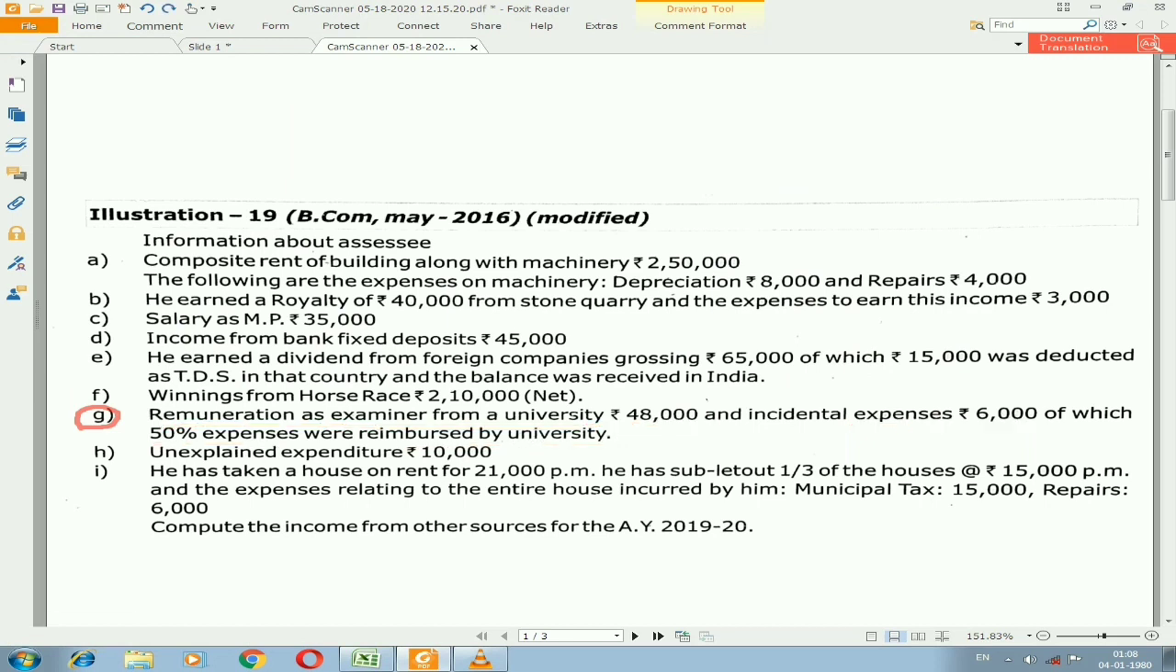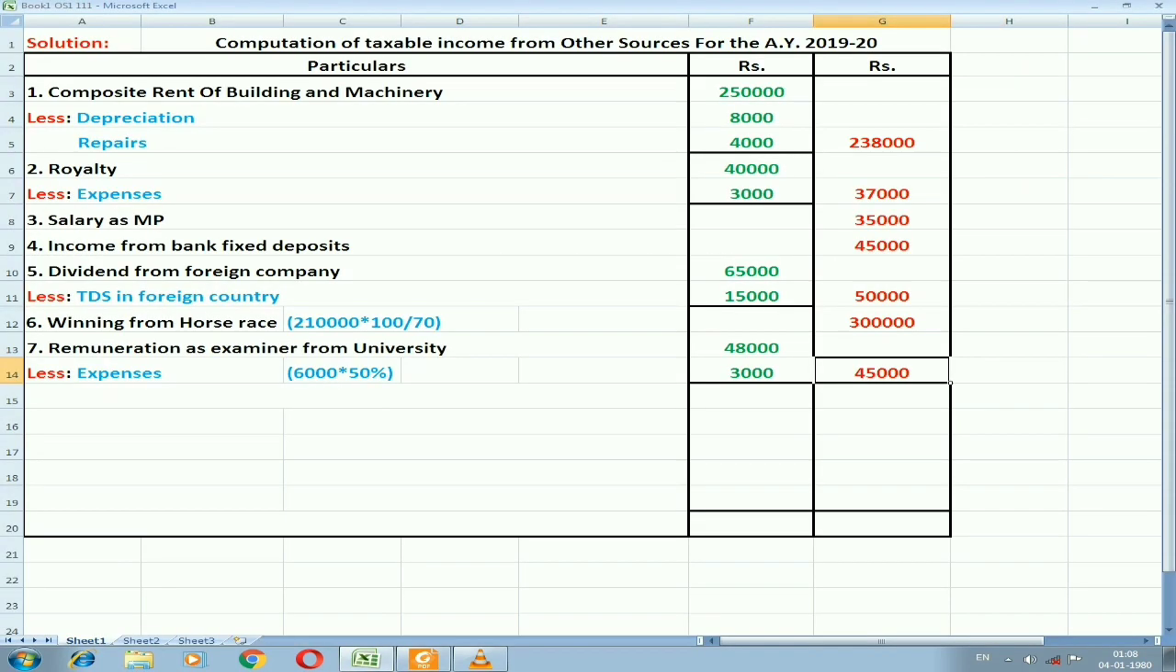Then the next income we have is unexplained expenditure, rupees 10,000. As I told you, any income or expenditure for which the reason couldn't be given by the assessee will be called deemed income. So that deemed income we are supposed to consider under other sources in the same name, unexplained expenditure 10,000.